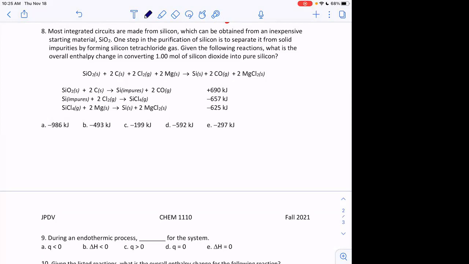So this is Hess's law. You've got to look at this and decide if you want to flip, multiply, do anything to these equations to get the top equation, and then add them all up. And that will give you your final value.